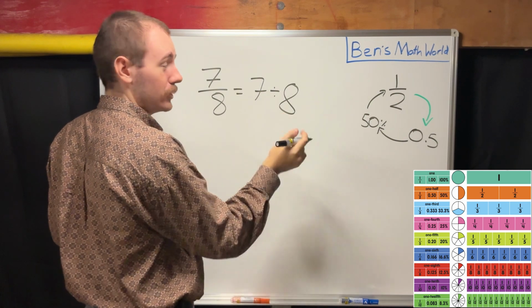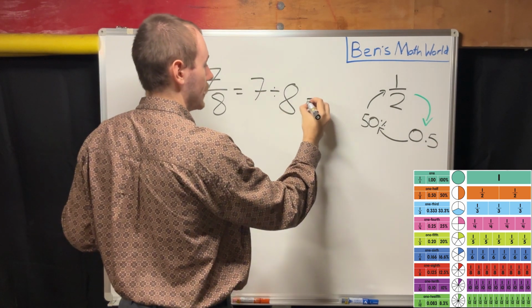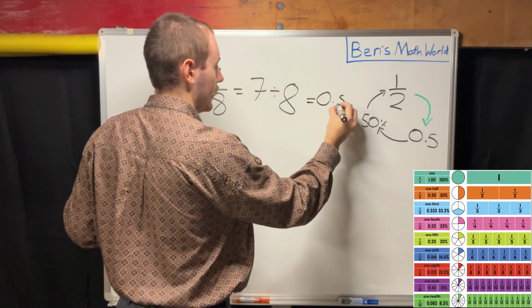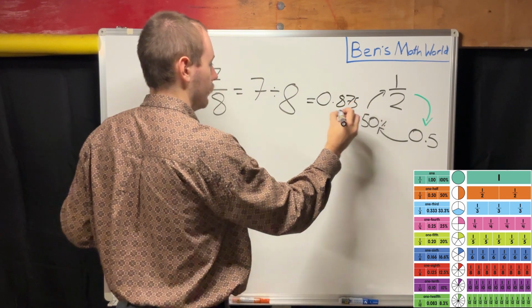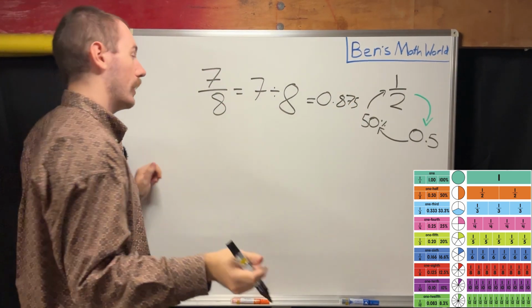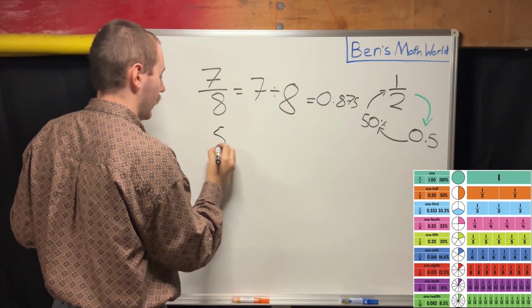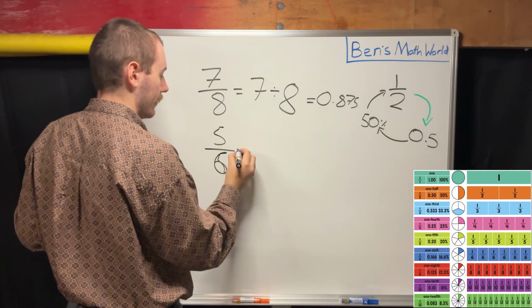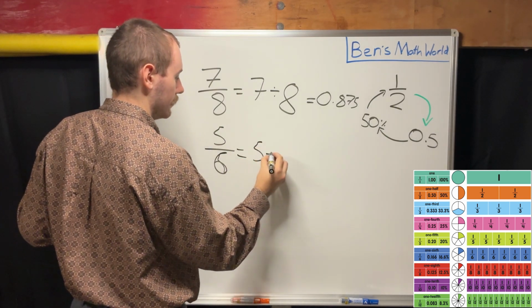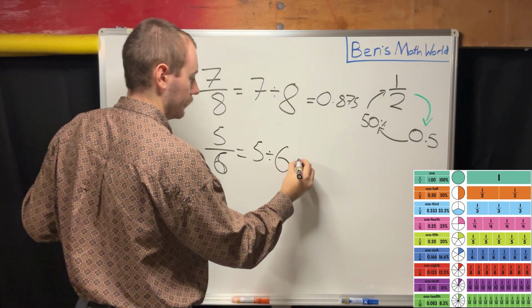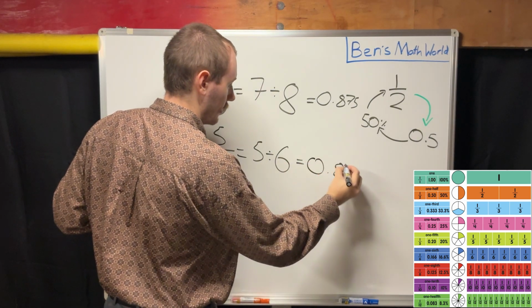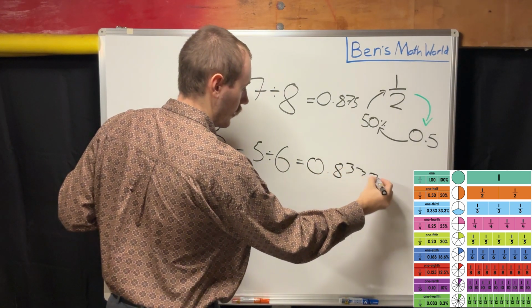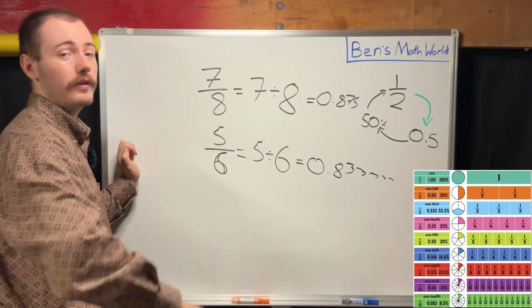7 divided by 8, we chuck that in our calculator. We're going to get 0.875 for 7/8. Let's try another one. Let's do 5 over 6. That equals 5 divided by 6, which is 0.83333, and those threes go forever.